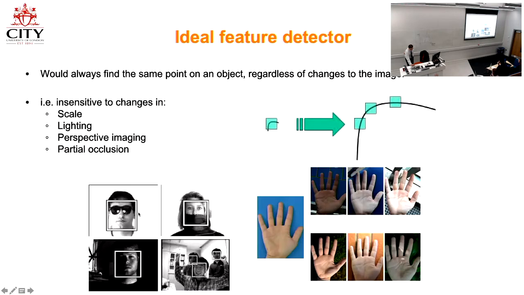If you're trying to detect faces, there are a lot of occlusions, there is a lot of noise, background, and different lighting conditions. So a good feature is something that is insensitive or tolerant to changes in scale, lighting, perspective imaging, partial occlusion, and things like that.